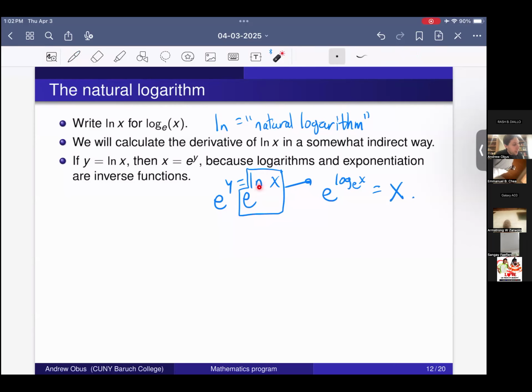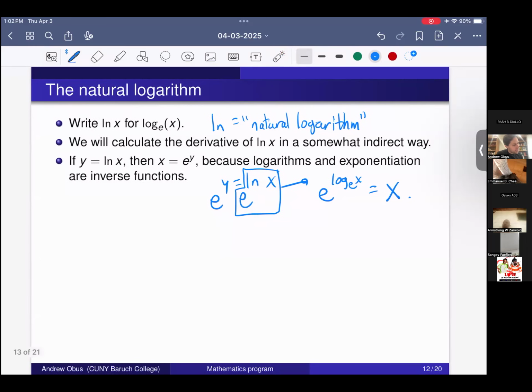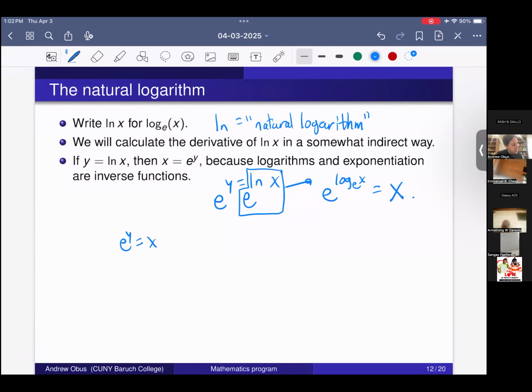Just like 2 and log to base 2 will cancel each other out, right? e is just a number, and ln of x just means the log of x to that number. So when I raise e to the log e of x, they cancel out and give me x. Okay, so what I have now is e to the y equals x, where y is ln of x. And now I want to calculate dy dx.